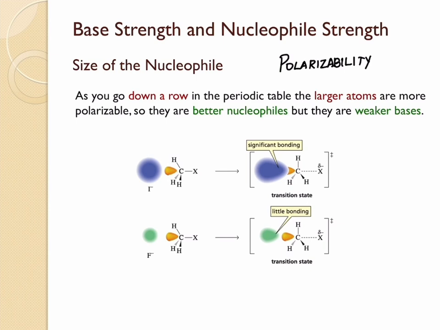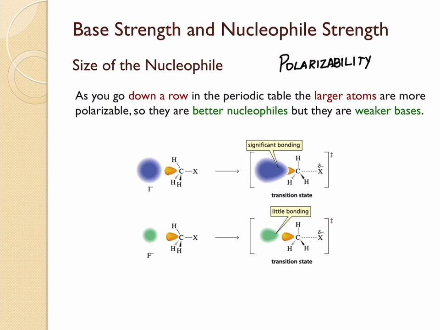This is going to result in a greater degree of bonding in the transition state, thereby increasing the stability of the transition state. Right here, it is going to be more stable, right? Then here, this is relatively unstable because there is only little bonding between the fluoride ion and the electron deficient carbon.